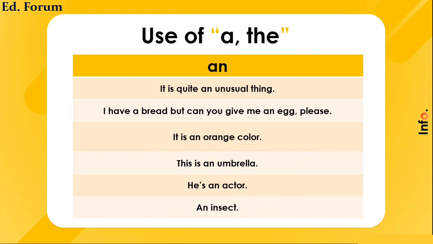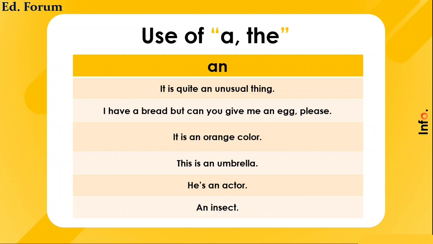Now moving towards an. An is very simple. Always remember, there are some students who have this confusion that whenever there is a noun starting with A, E, I, O, U, we have to use an. You are wrong. Yes, I'm telling you. You only have to use an where there is a vowel sound when you are pronouncing that word. Alif ki sound.